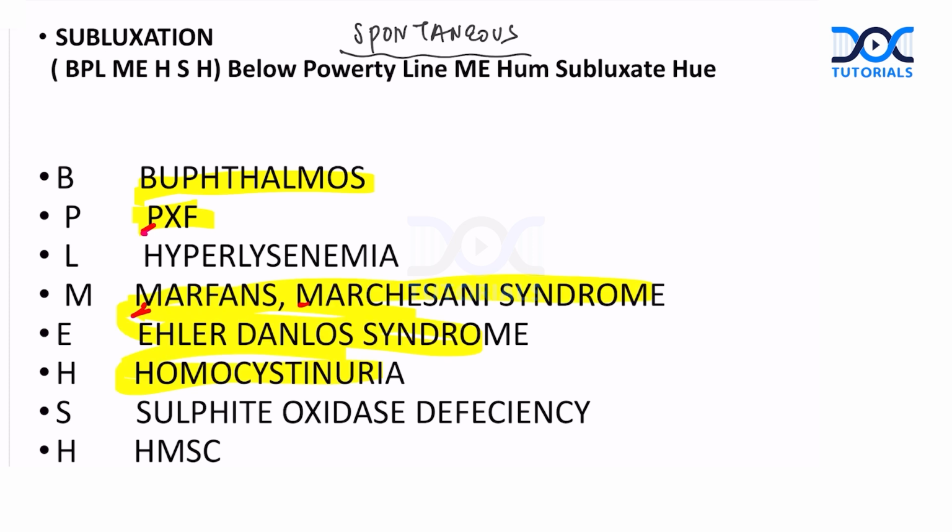Ophthalmos, we will read in congenital glaucoma why and how. Pseudo exfoliation is a question itself. Marfan syndrome and Marchesani, very, very important syndrome. So is Ehlers-Danlos and homocystinuria. Because all three of them, these three are disorders where you have problems in the collagen, and problems in the collagen will lead to the problems in the zonules. So there can be spontaneous subluxation. So you have to understand the topic and then you can answer it very easily.